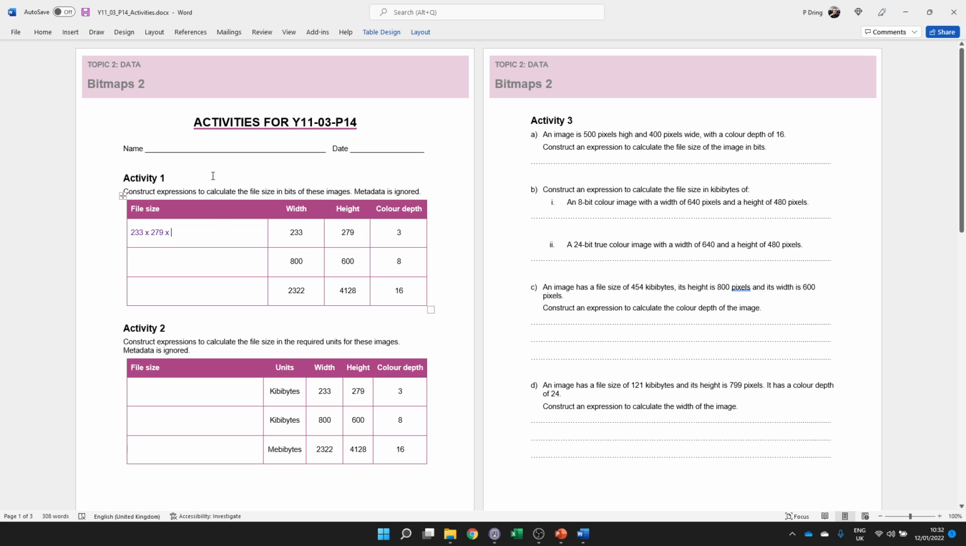And then you've got to multiply by the color depth. This says the file size in bits, so it's dead easy. For all of them, we're just doing all of these numbers multiplied together. You do not have to calculate it. You don't have a calculator in the exam. You're not expected to do it in your head. That's the good news.